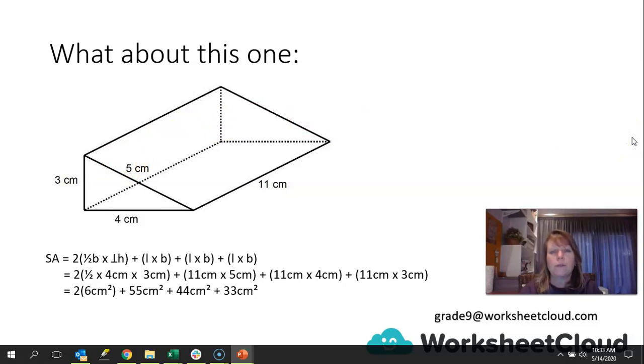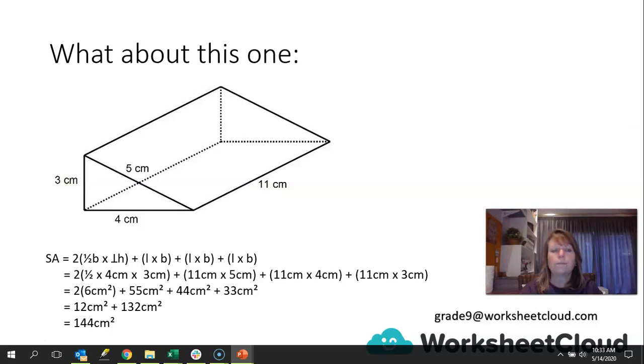Right, so we can say half times 4 is 2, 2 times 3 is 6 centimeters squared. We're still going to have to double that. 11 times 5 is 55 centimeters squared. 11 times 4 is 44 centimeters squared. And 11 times 3 is 33 centimeters squared. All right, so we're going to then double our 6 to get 12. Add all the others up, we get 132 centimeters squared. Add the two together, and we end up with 144 centimeters squared.